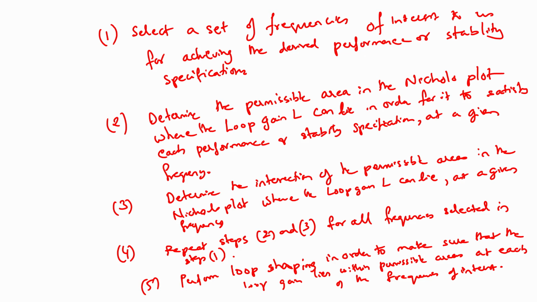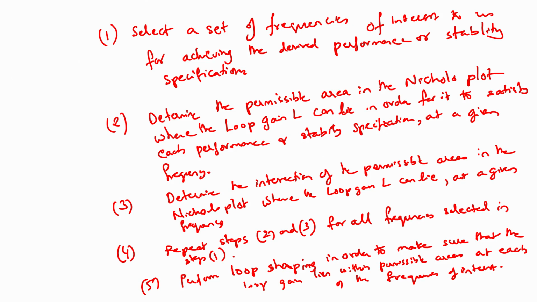And the fourth step is to repeat this identification of permissible area for all the frequencies that we have selected in the first step. And finally, having determined the permissible areas at each of the frequencies of interest to us, we then execute a design where we determine a controller that makes sure that the overall loop gain assumes values within the permissible areas at each of the frequencies of interest to us. Now let us undertake an actual design where we illustrate each of the individual steps that we have discussed here.